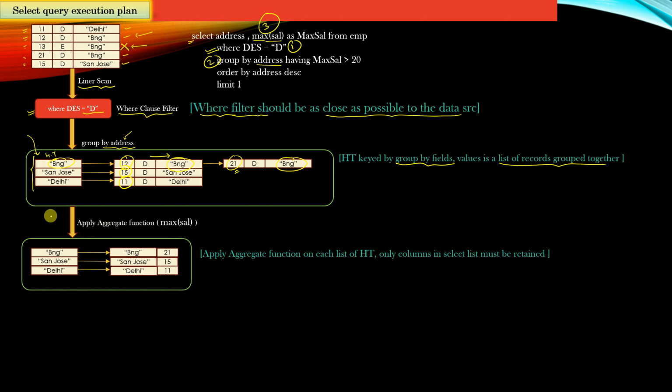So now the hash table is transformed such that the keys of the hash table remain the same, but the value part of the hash table now contains the fields which are specified in the select list. So this is the address field, and the second one is the field on which the aggregate function was applied and is specified in the select list.